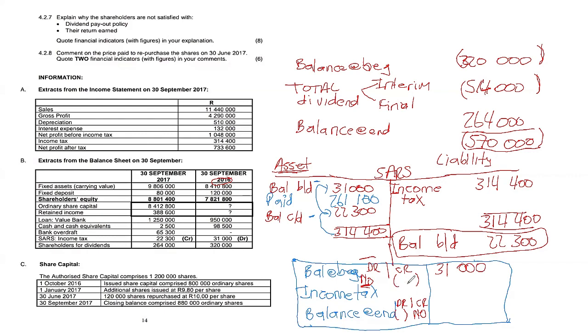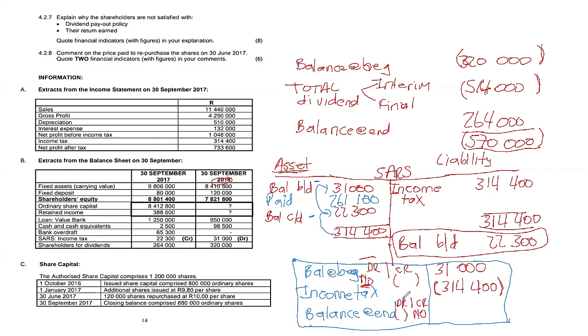And then income tax, always remember your income tax, it's a liability. So the sign of a liability is represented in brackets. So meaning our 314,400 will be bracketed, right? And then you also had the balance of 22,300. It's on the credit side.